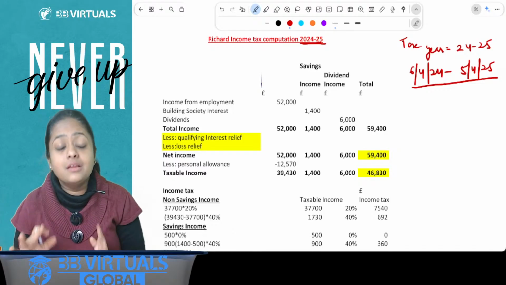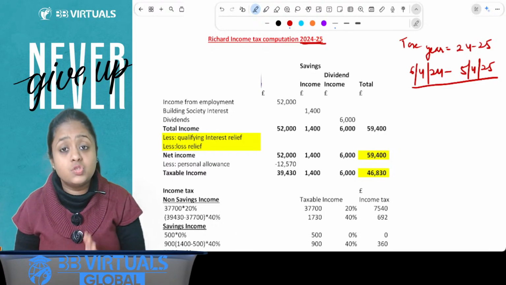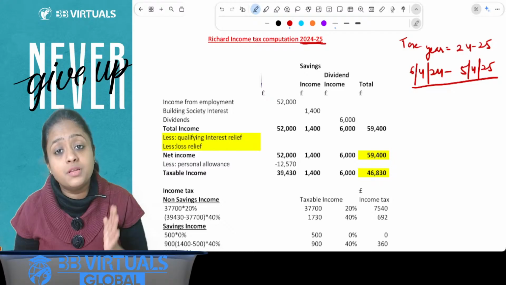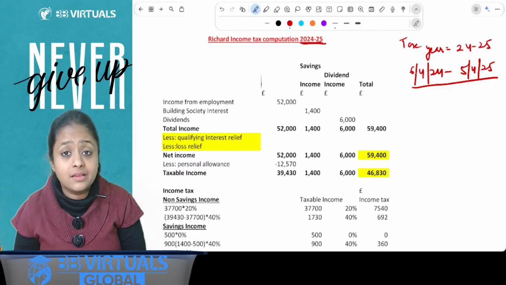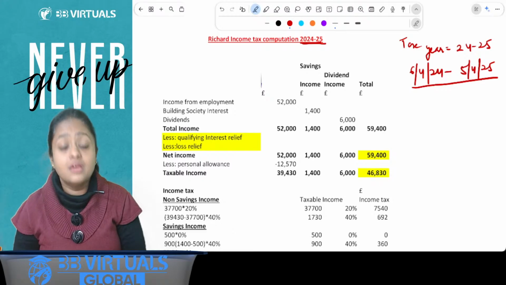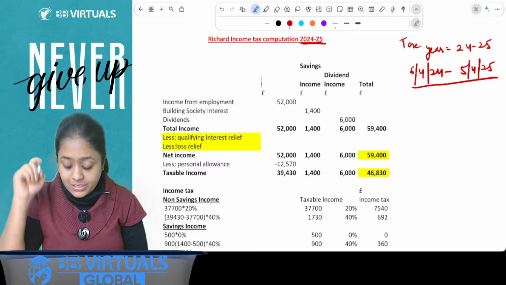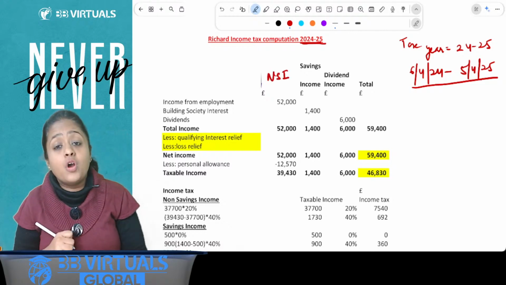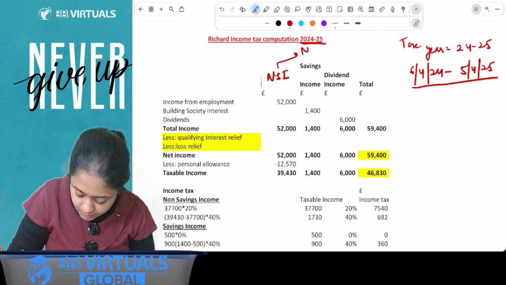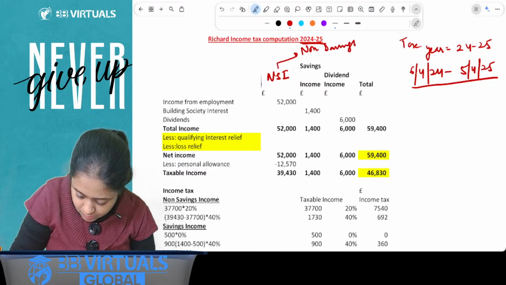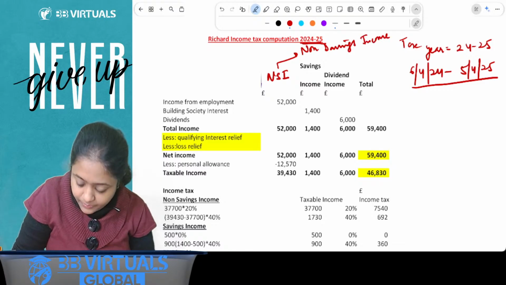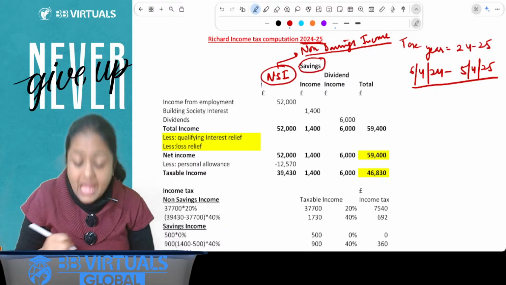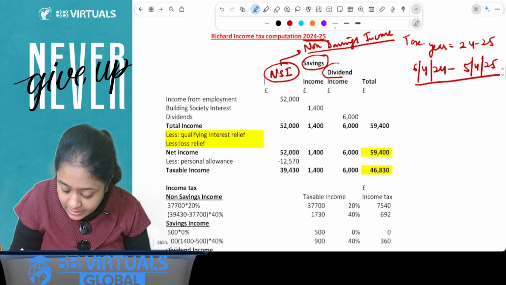Normally, the income that an individual has, and this is only individual taxation that I am covering today, we segregate into three main categories. Which are the three main categories? The first category is non-savings income. The second category is savings income. And the third category is dividend income.